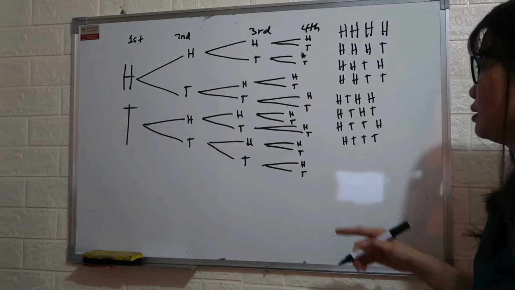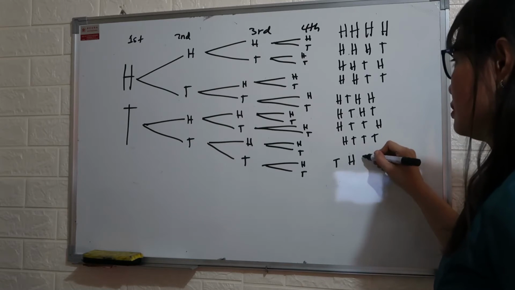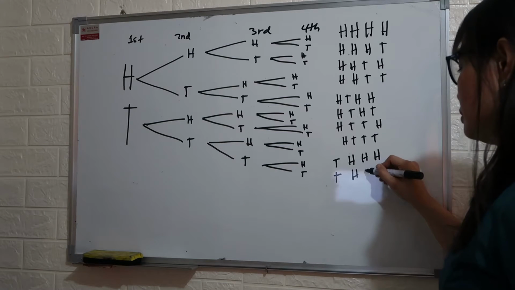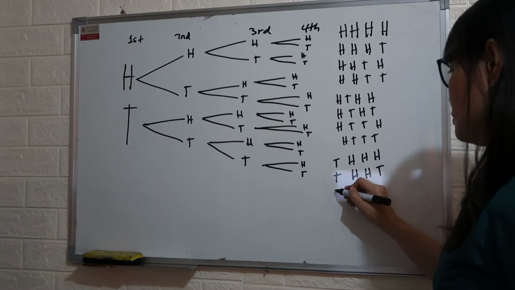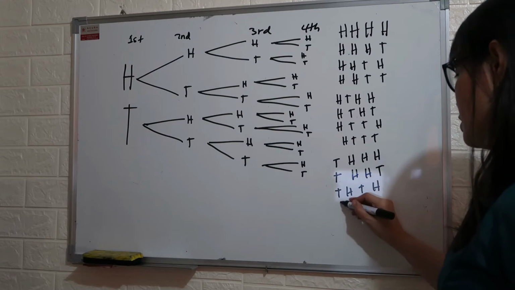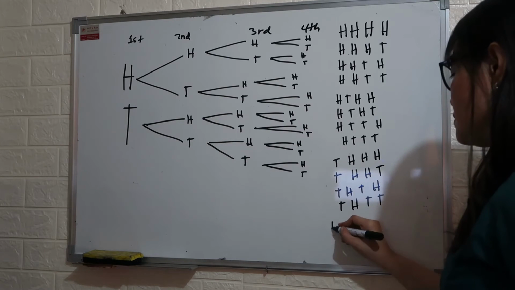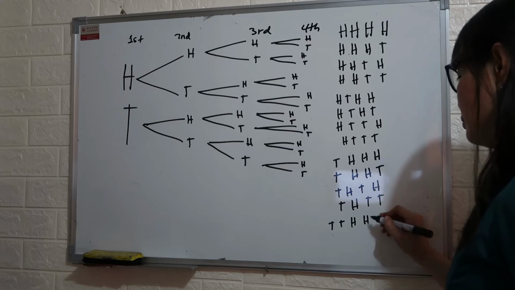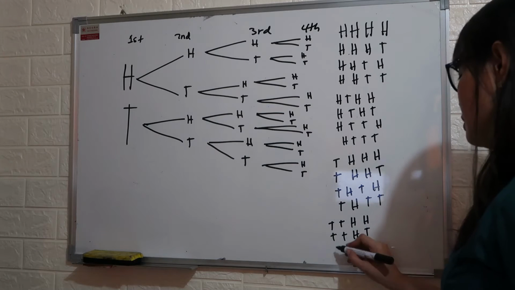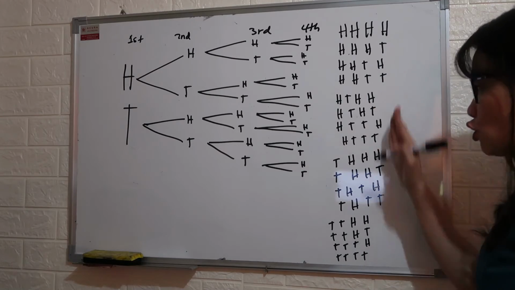Next, what if the first coin is a tail? So we have tail, head, head, head. Then tail, head, head, tail. Then tail, head, tail, head, and tail, head, tail, tail. Next, we have tail, tail, head, head, then tail, tail, head, tail, then tail, tail, tail, head, and then 4 tails. So these are the outcomes.